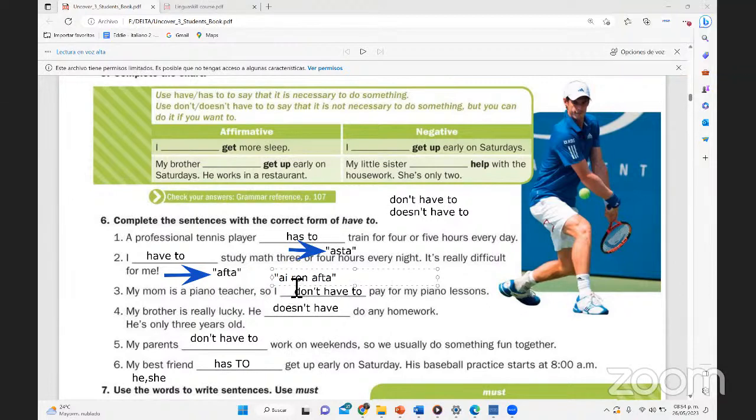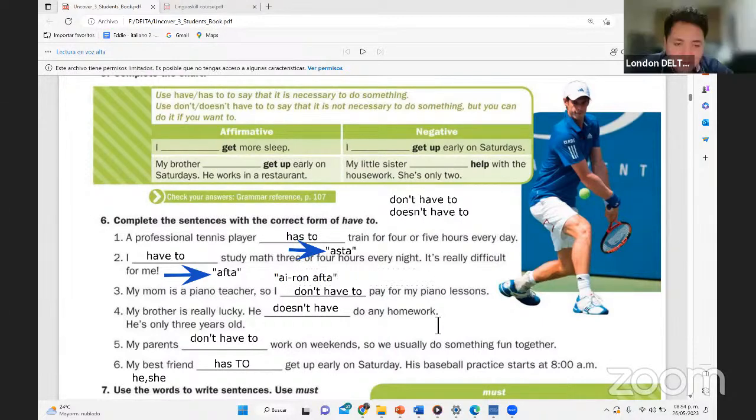Yes, teacher. My mom is a piano teacher, so I don't have to pay for my piano lessons. Very well. So I don't have to pay for my piano lessons. I don't have to. Muy bien.